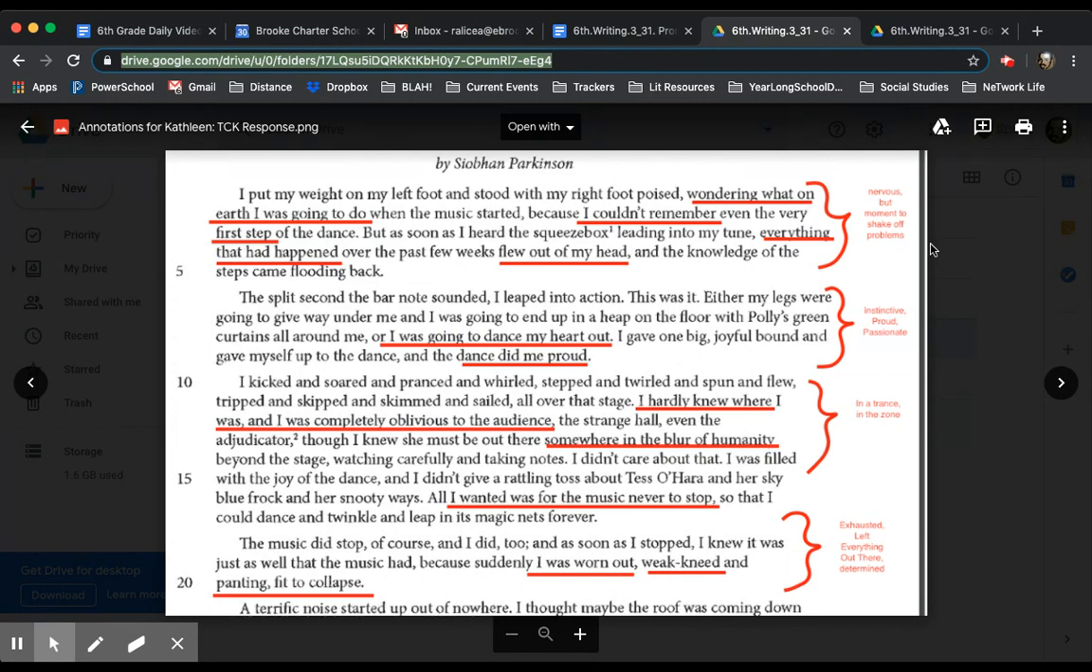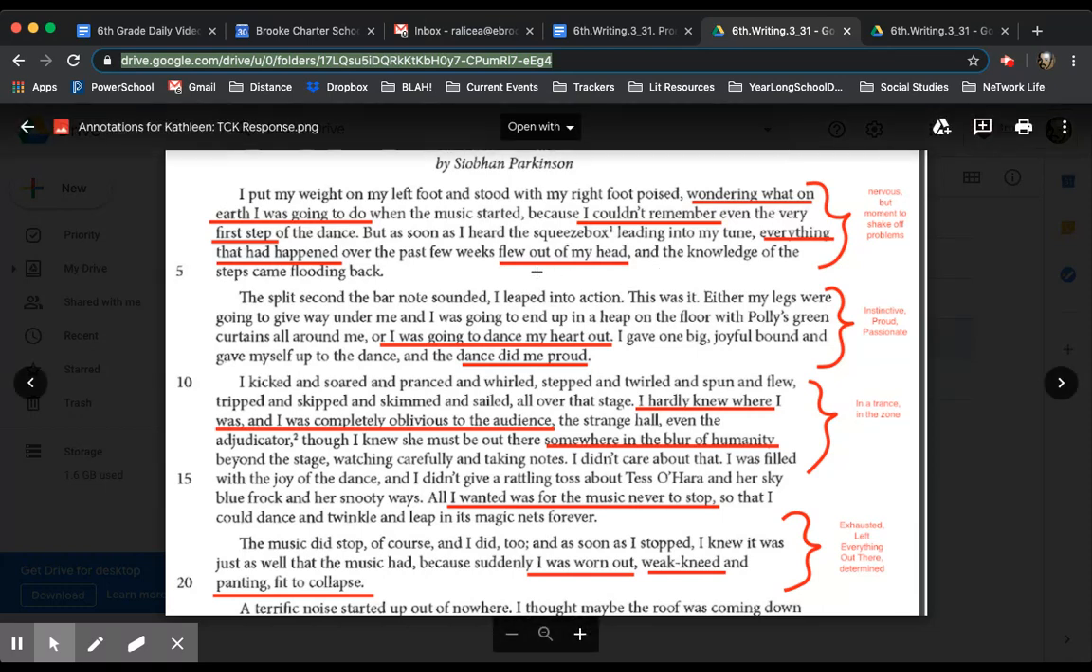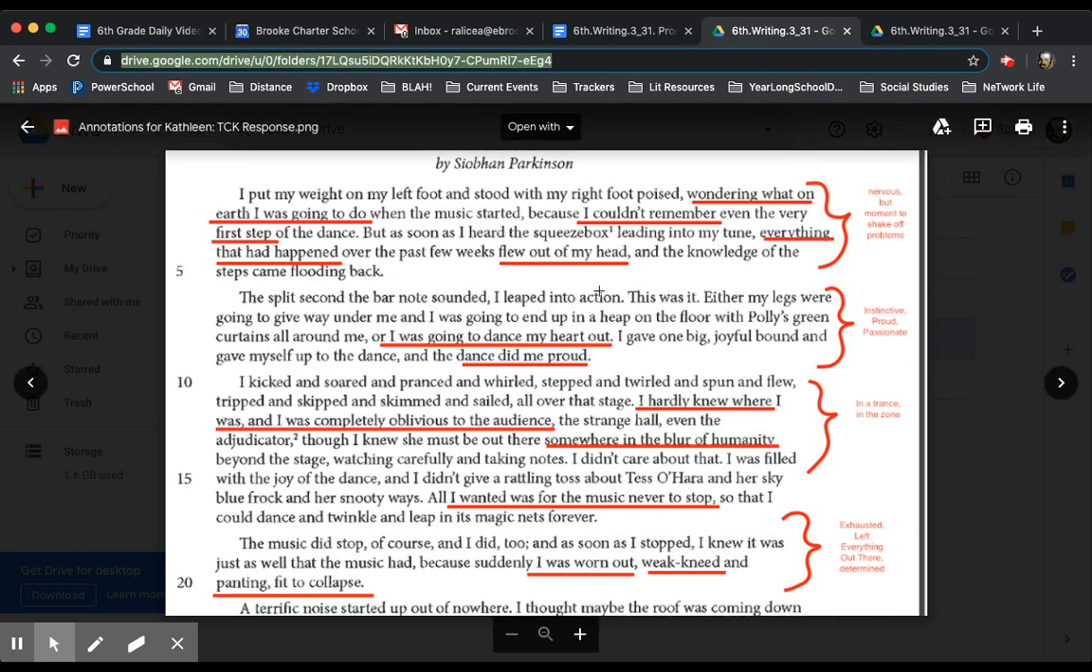As you notice in this first paragraph, there were some moments that I highlighted or underlined that I thought really spoke to who this person is. "First paragraph alone. Wondering what on earth I was going to do. I couldn't remember first step. Everything that had happened flew out of my head." So I made note of all these things that I thought revealed a lot about our character and put a note on the side for me to sort of gather my thoughts on what I was seeing.